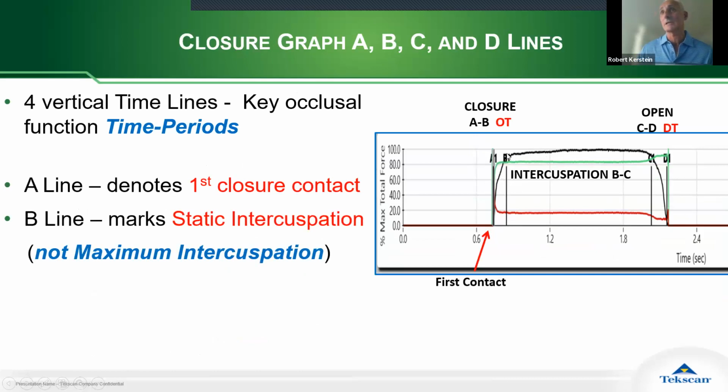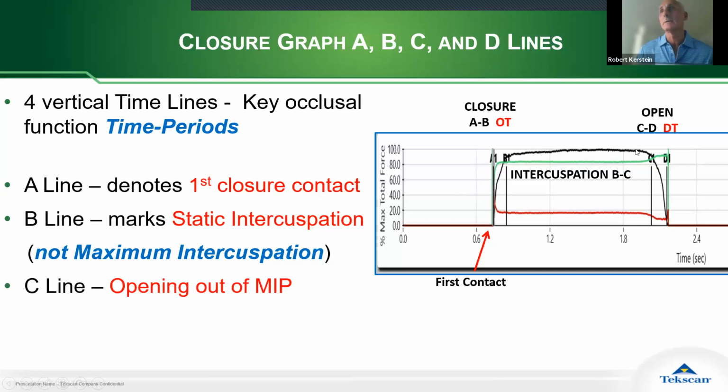So static intercuspation is a really important place to recognize. Maximum intercuspation is not as useful for treating someone as is static intercuspation, because that's more functional. Nobody bites down maximally and does anything. Nobody bites down hard to the maximum force and chews. You bite down 70, 80% of your full capability.